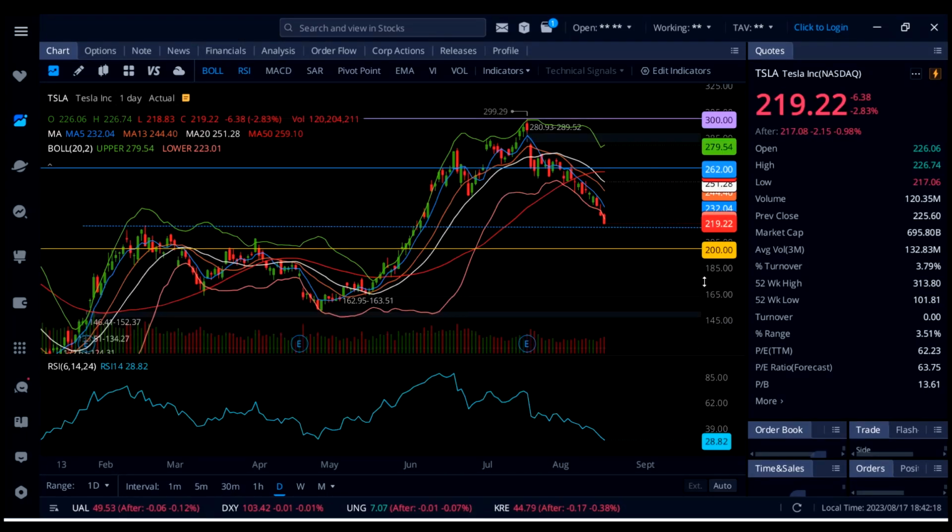On Tesla, stock is down 2.83%, and now it's down another 1% after hours.